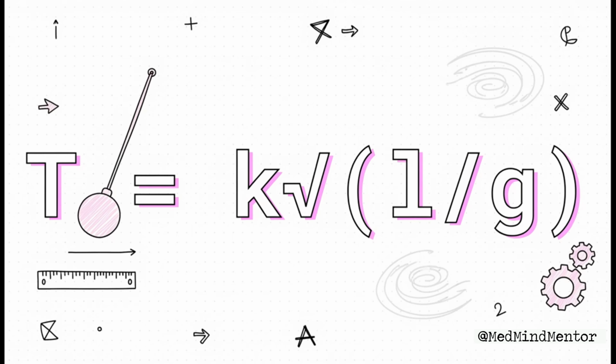Substitute. We take the powers we found and put them back into our equation. Length to the power of 1/2 is just the square root of length. Mass to the power of 0 is just 1, so it basically disappears. And gravity to the power of -1/2 means it goes in the denominator under that square root.